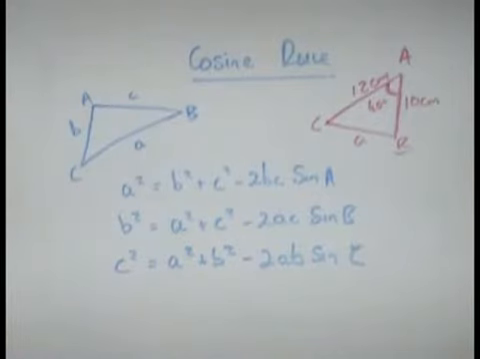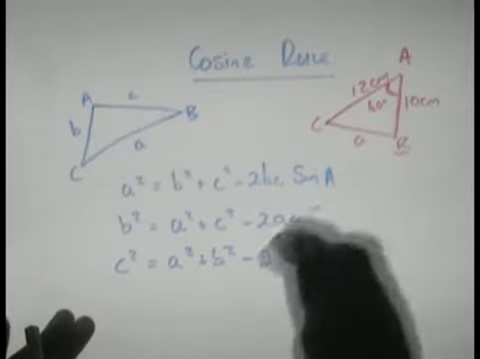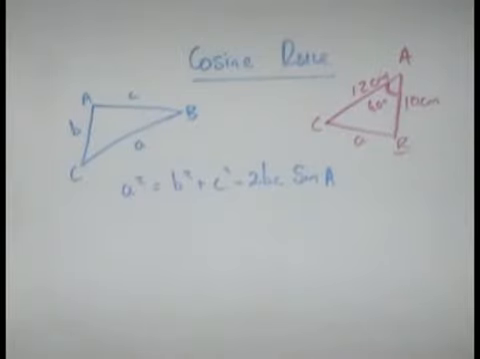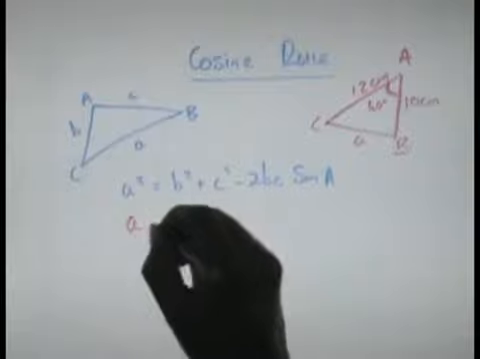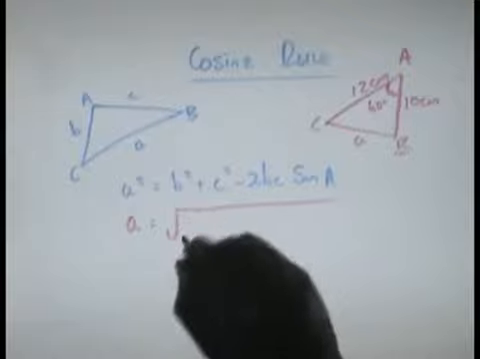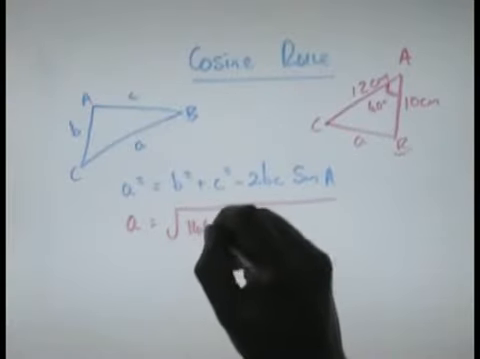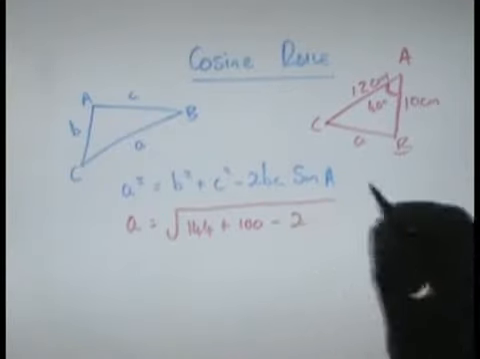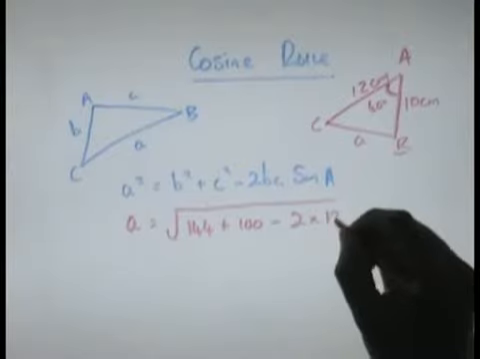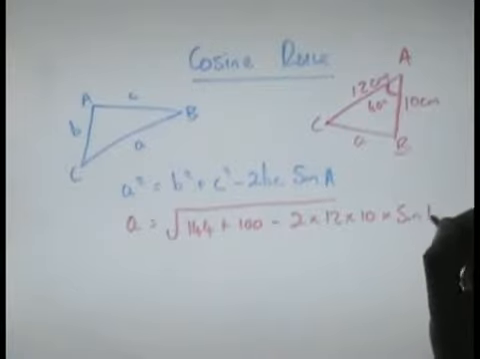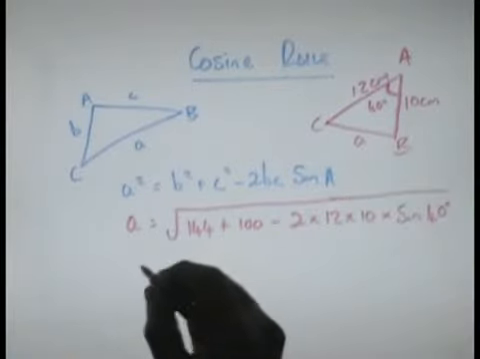Well, all we're going to do in this case is use this formula, particularly the first formula that I dealt with. A squared is equal to B squared plus C squared minus 2BC sine A, which means that A is equal to the square root of B squared, which is 12 squared, which is 144, plus C squared, which is 100, minus 2 times B, which is 12, times C, which is 10, multiplied by sine of A, which is 40 degrees.